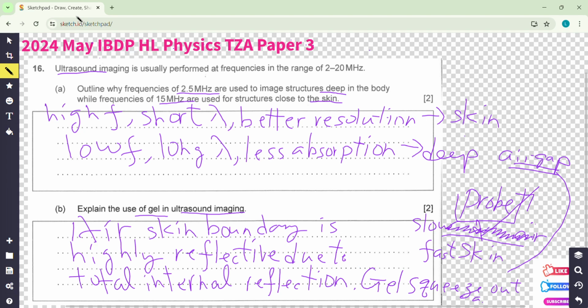Most of my students just say the gel squeezes out the air and then that's it, but remember two points. In IBA, one mark is given for at least one point. So you have to say the reason, use a technical term, and I'm sure you can get good marks here.